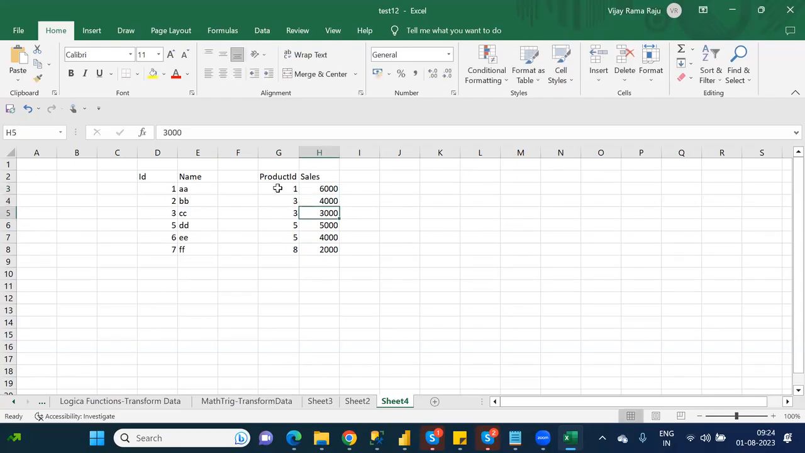Okay, so these are the 2 tables. Listen carefully, very important. If you know these joins here, the same joins are available in Power BI also. There itself you can understand very easily.